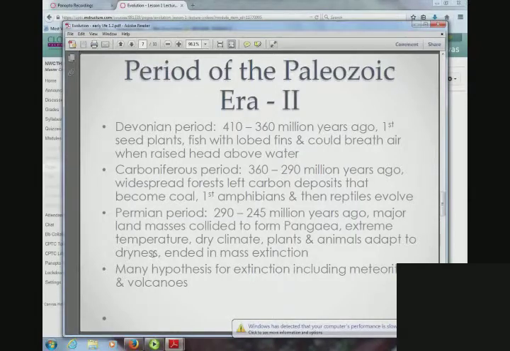During the Permian period, which is 290 to 245 million years ago, we had major land masses collide to form Pangea, and also extreme temperatures, a dry climate, and the plants and animals had to adapt to the dryness. This ended in another mass extinction. There are many hypotheses for the extinction, including meteorites and volcanoes.